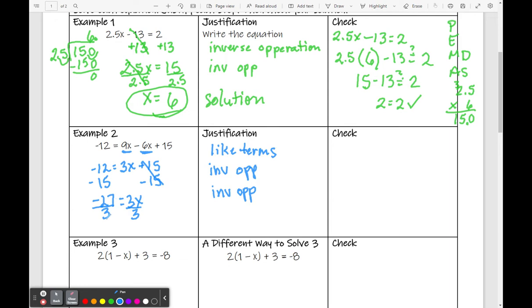Negative 27 divided by 3. Well, I know a negative divided by a positive is a negative. 27 divided by 3 is 9. So I believe that my solution is negative 9.